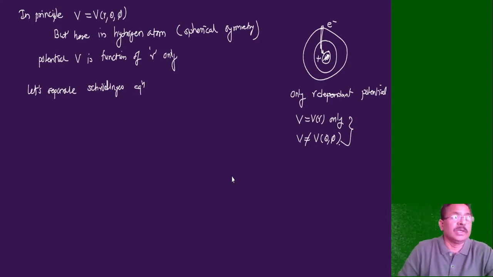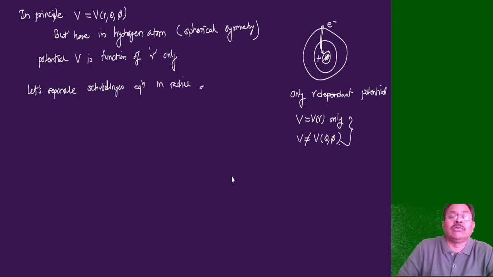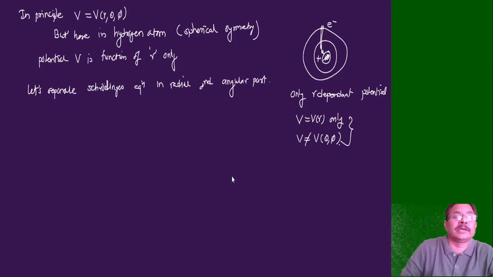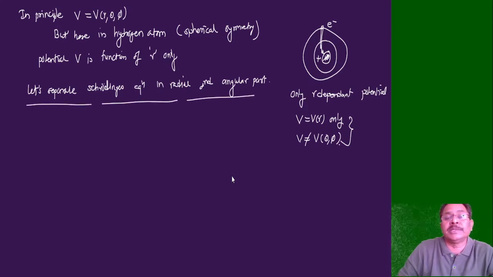Schrodinger equation in radial and angular part. So let's separate the Schrodinger equation into radial and angular parts. Radial means the r part, angular means the theta and phi part.